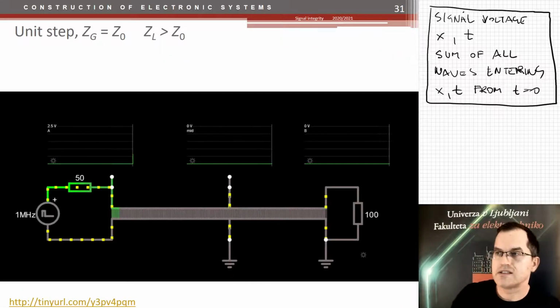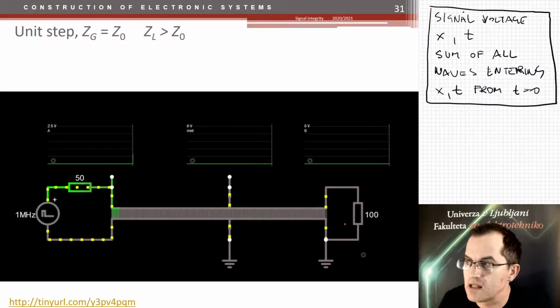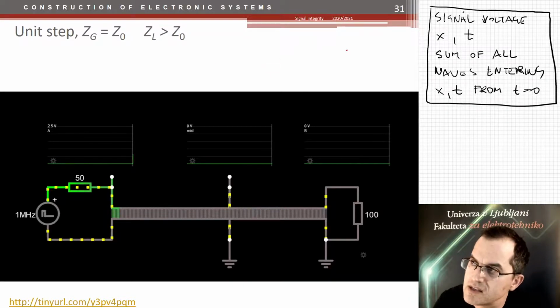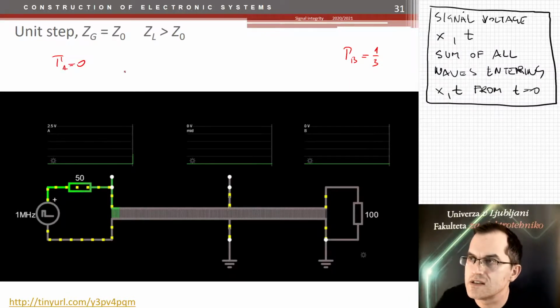Okay, we have a unit step. We have the generator impedance equal to the characteristic impedance. We have the load impedance larger than the characteristic impedance, which means that gamma B would be 100 minus 50 over 150, which is 1/3, and gamma A is 0. So what is the initial voltage? Since these two are the same, the initial voltage is 1/2 of the generator voltage. And let me see what happens.